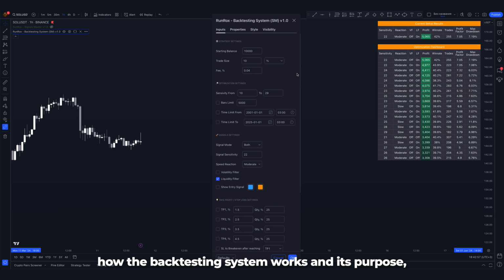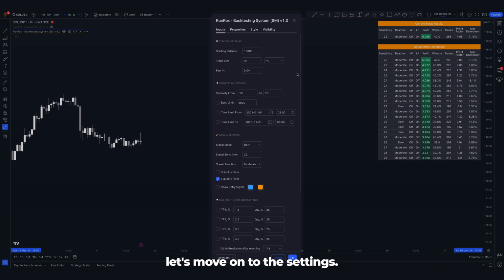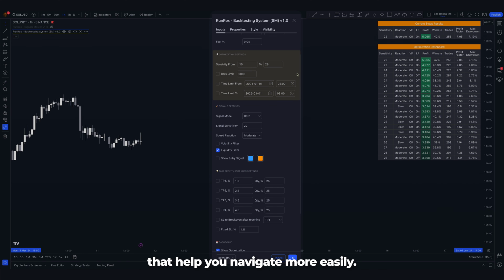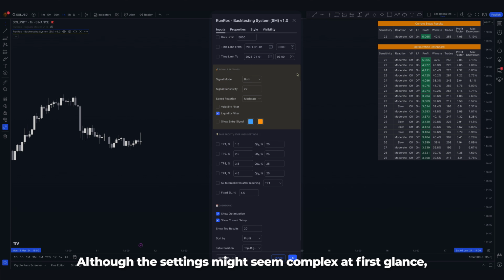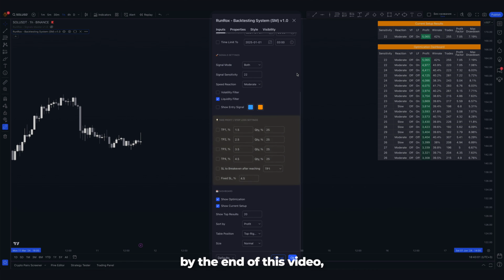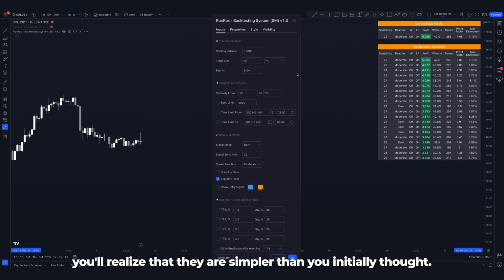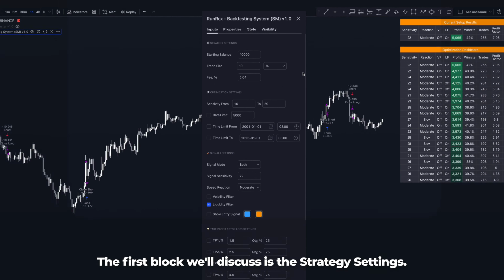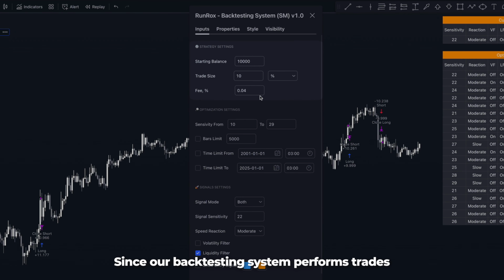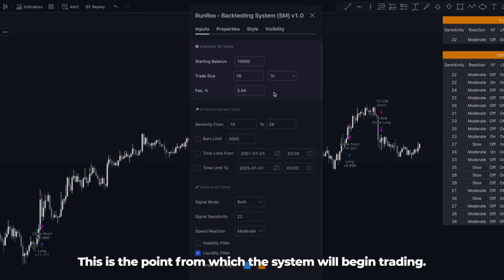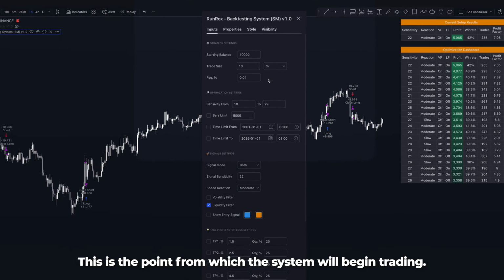After understanding how the backtesting system works and its purpose, let's move on to the settings. The settings are divided into logical blocks that help you navigate more easily. Although the settings might seem complex at first glance, by the end of this video, you'll realize that they are simpler than you initially thought. The first block we'll discuss is the strategy settings. Since our backtesting system performs trades based on historical data, it initially requires a starting capital. This is the point from which the system will begin trading.